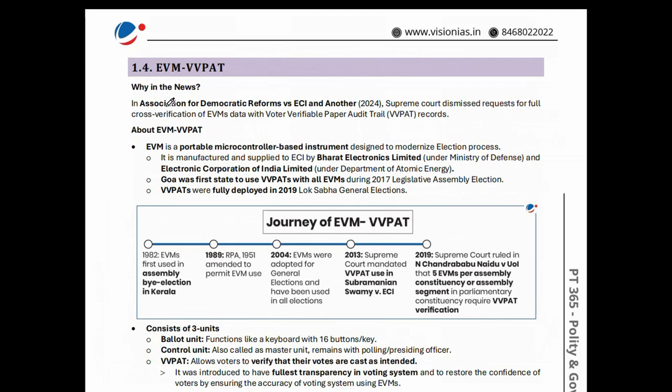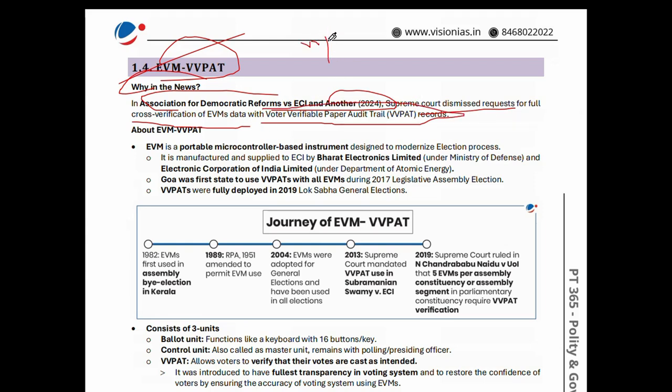Why in the news? Association for Democratic Reforms versus Election Commission of India, 2020-24. The Supreme Court dismissed the request for full cross-verification of data with Voter Verifiable Paper Audit Trail records. VVPAT: this is not asked as a full form, but it may be important for the Public Service Commission. But news is not important. Just focus on the content. What are EVM and VVPAT?